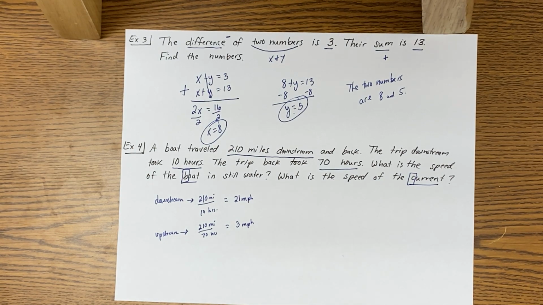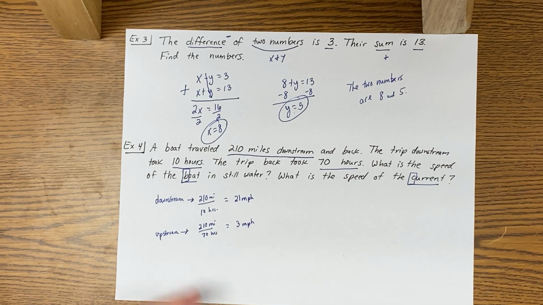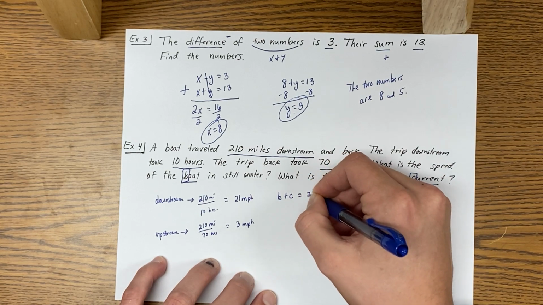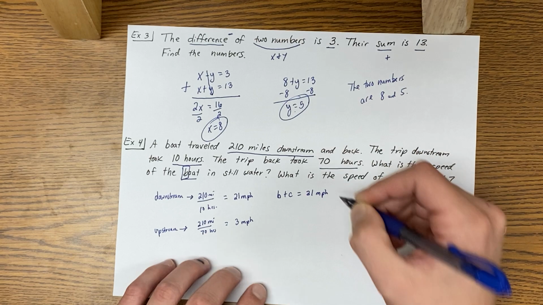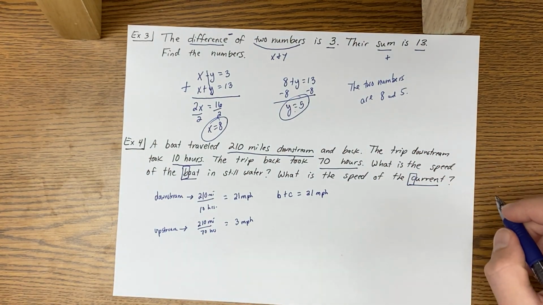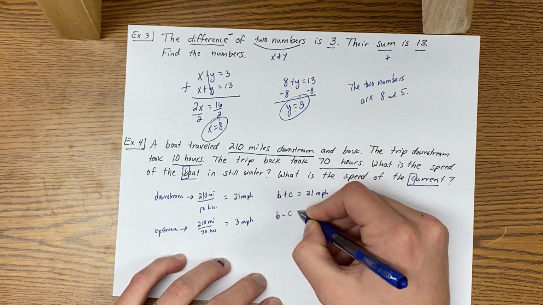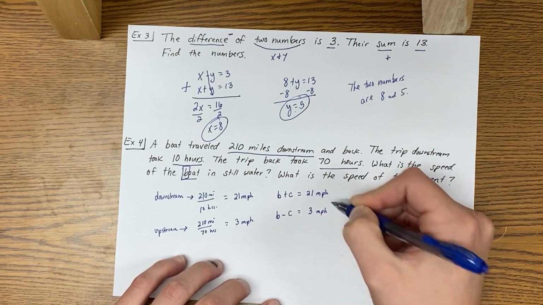Now we're going to take the information and find out how much of that is the boat, how much of that is the current. If we're going downstream and we were able to go faster, then we could say that the boat and the current are working together. In terms of math, working together, we would use addition. So here we would say the boat plus the current equals 21 miles per hour, or I could have just written 21. Now upstream, the boat minus the current equals 3 miles per hour.